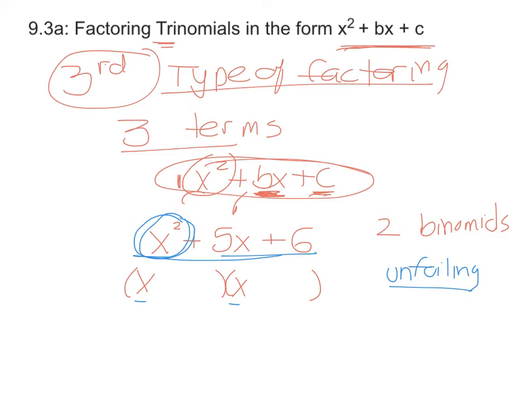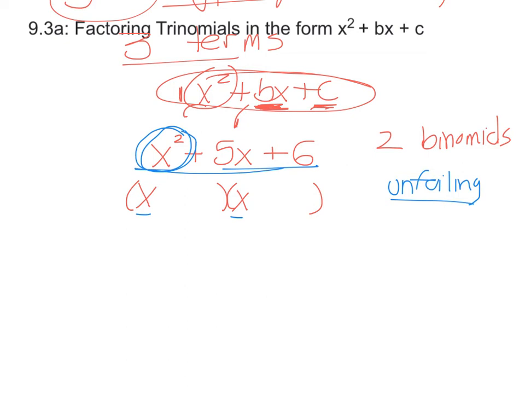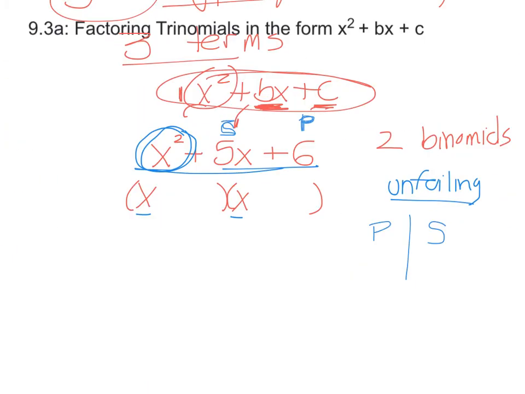So the rest of this factoring is what I call product and sum. And every time you're doing these, you're going to be looking for two numbers. I'm going to put the P here and the S here. Two numbers whose product is 6, and those same two numbers have to have a sum of 5. So the product is always the last term, and the sum is the middle term.